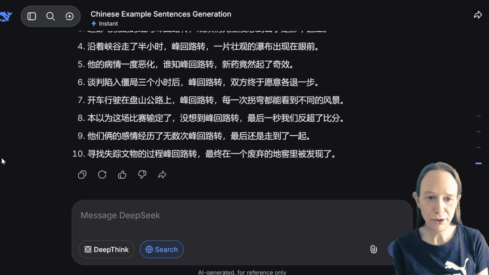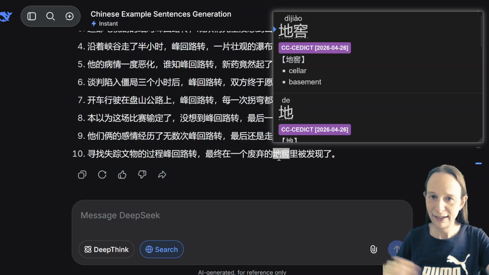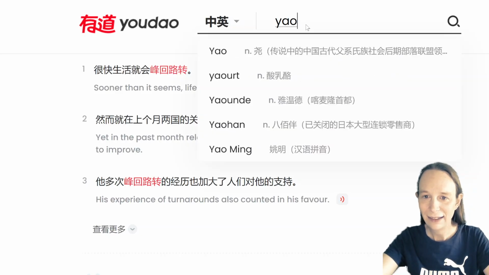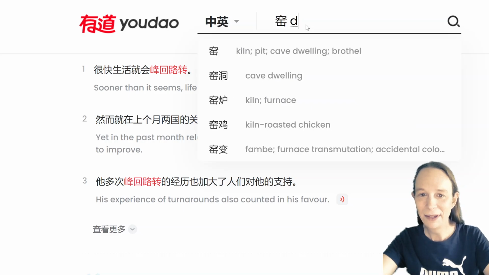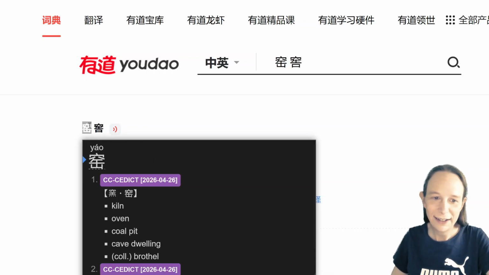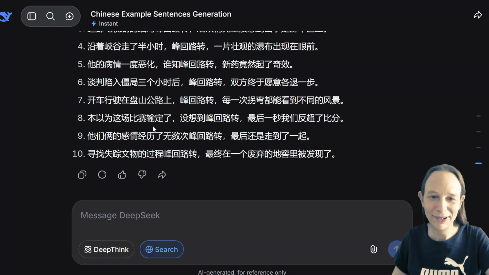寻找失踪文物的过程峰回路转，最终在一个废弃的地窑里被发现了。This is an underground kiln, is it? 地窖. Oh, I get 窑 and 窖 mixed up. 窑. Yeah, I get those two characters mixed up. So 地窖, okay. 窑, 窖. Well, they do look very, very similar, don't they? Okay, I should study it at some point. All right. So plot twist, we found an abandoned cellar.